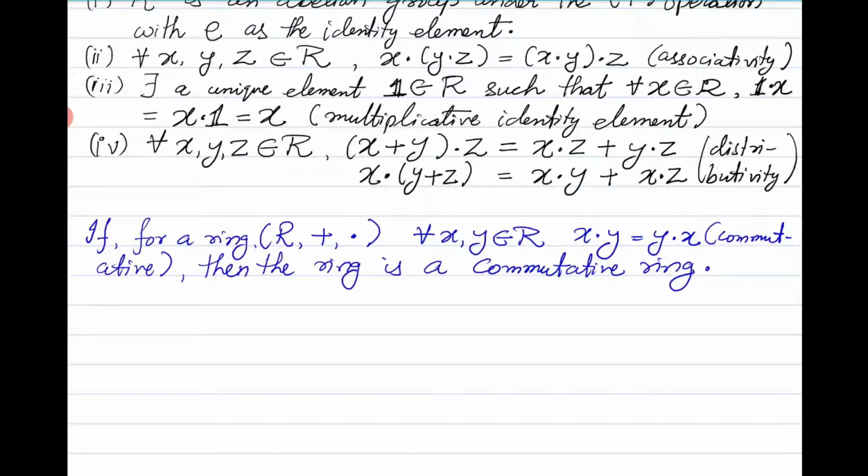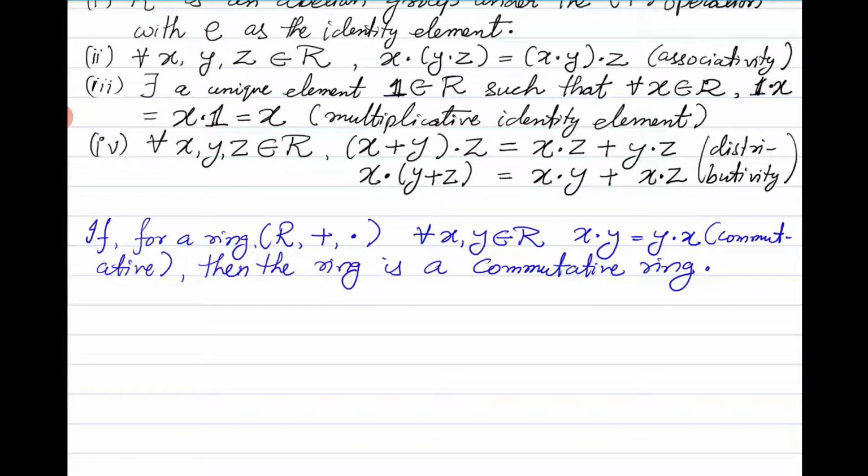commutative. If you remember in a group, if the commutation operation with respect to the plus operator holds, then the group is known as an abelian group. Similarly, in a ring, if the commutation operation holds with respect to the dot operator, it is known as a commutative ring. Please note that in a ring, the plus operator is already a commutative operator, because it requires R to be an abelian group to qualify as a ring.